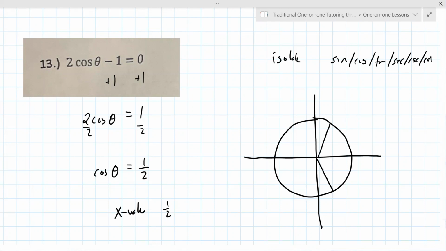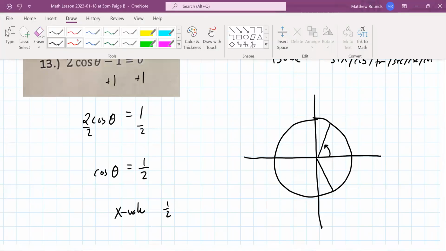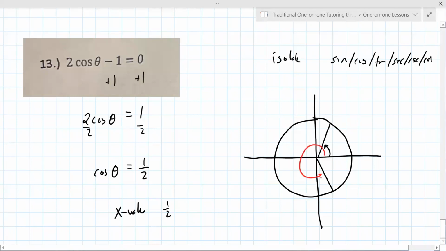So do you have those angles for me? You got one going this way and then the one going all the way around. Can you tell me those? I'm going to guess and say it's. Well, that's okay. I don't want you to guess.